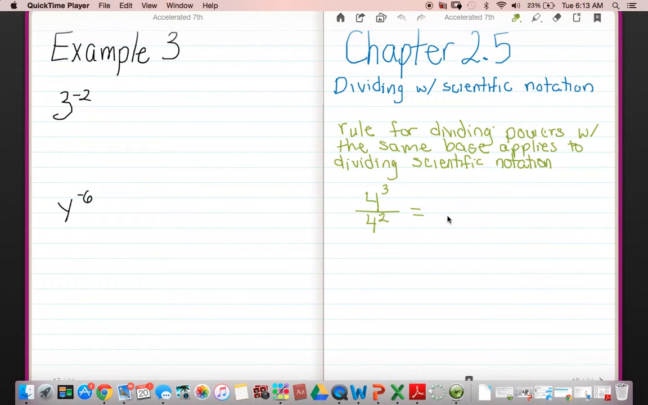Chapter 2.5, Dividing with Scientific Notation. The rule for dividing powers with the same base applies to dividing scientific notation. So let's quickly review dividing with powers with the same base.